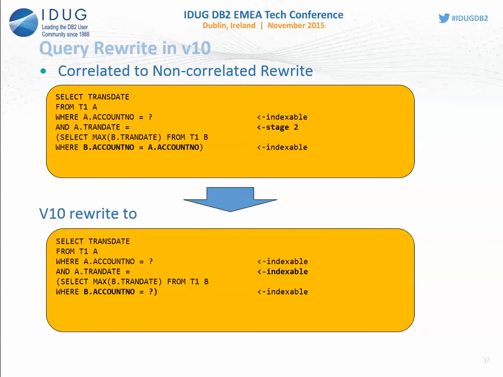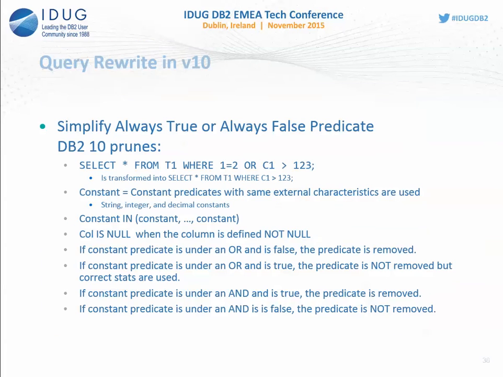DB2 also, in version 10 and also in version 11, prunes always true and always false predicates. So here is just the list of what we do. When we have an A equals A predicate, it will be removed as true. When we have, for example, a column is null, and we know that column is defined as not null, we'll just remove it because it will never be true. So the optimizer doesn't have to evaluate those predicates.